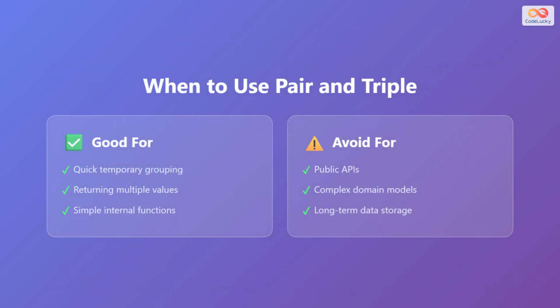Pair and Triple are best suited for quick temporary grouping of values, returning multiple values from functions, and simple internal helper functions. However, avoid using them for public APIs where descriptive property names would improve readability. For complex domain models or long-term data storage, create proper data classes instead. This gives you meaningful property names and better code maintainability.